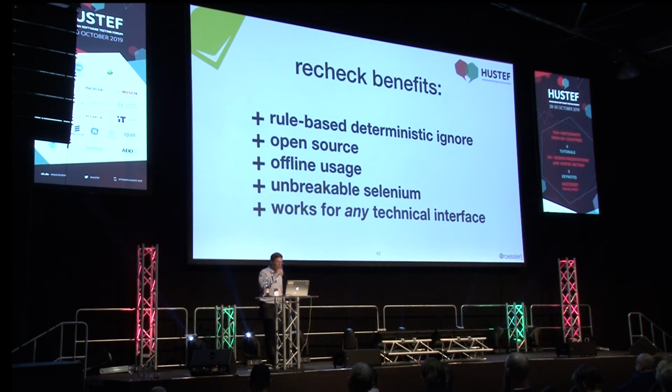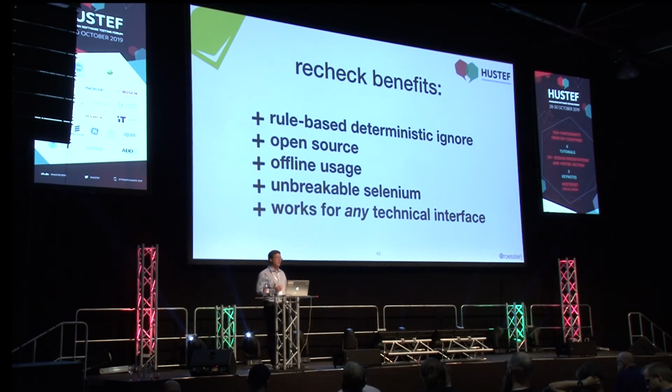So to summarize, recheck gives you a rule-based deterministic ignore. So actually, you can ignore stuff without having to rely on AI. You don't need to train AI to say, ignore that change, that constant change. You can just define a rule for it. It's open source. You can just go and use it. Right now, it's implemented for Selenium Java, and we're working on the JavaScript implementation, also for Cypress and other testing tools that you are working with.